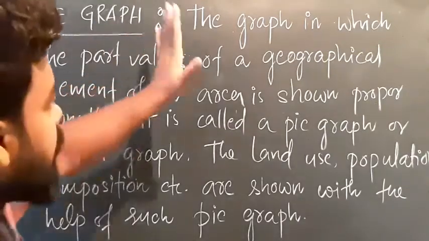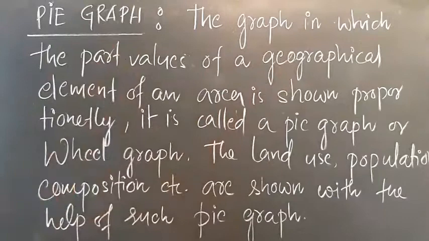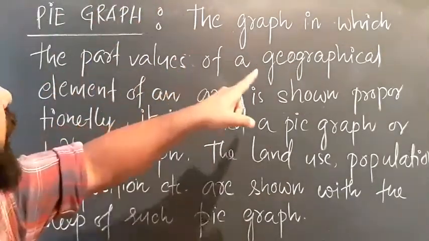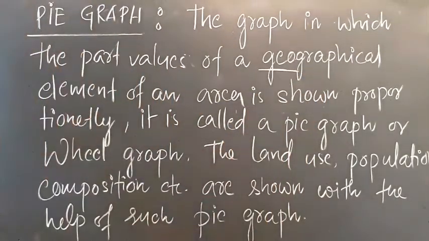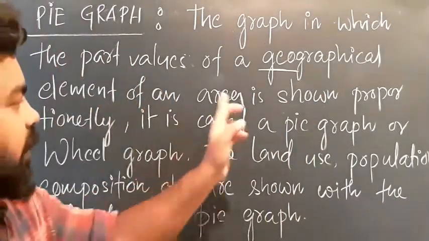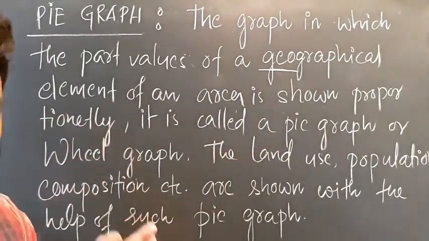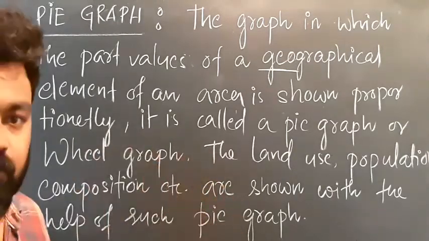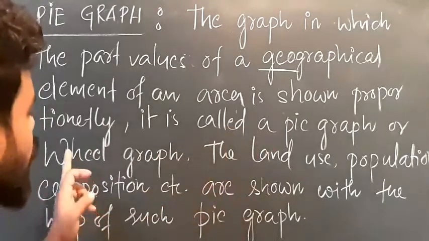Next is the pie graph. Pie graph, that means what? The pie graph or pie diagram is the same. It is the graph in which the part values of a geographical element, meaning things related to geography, of an area are shown proportionately. Proportionately means one portion, another portion. So we divide it into different parts proportionately. It is called a pie graph or wheel graph.